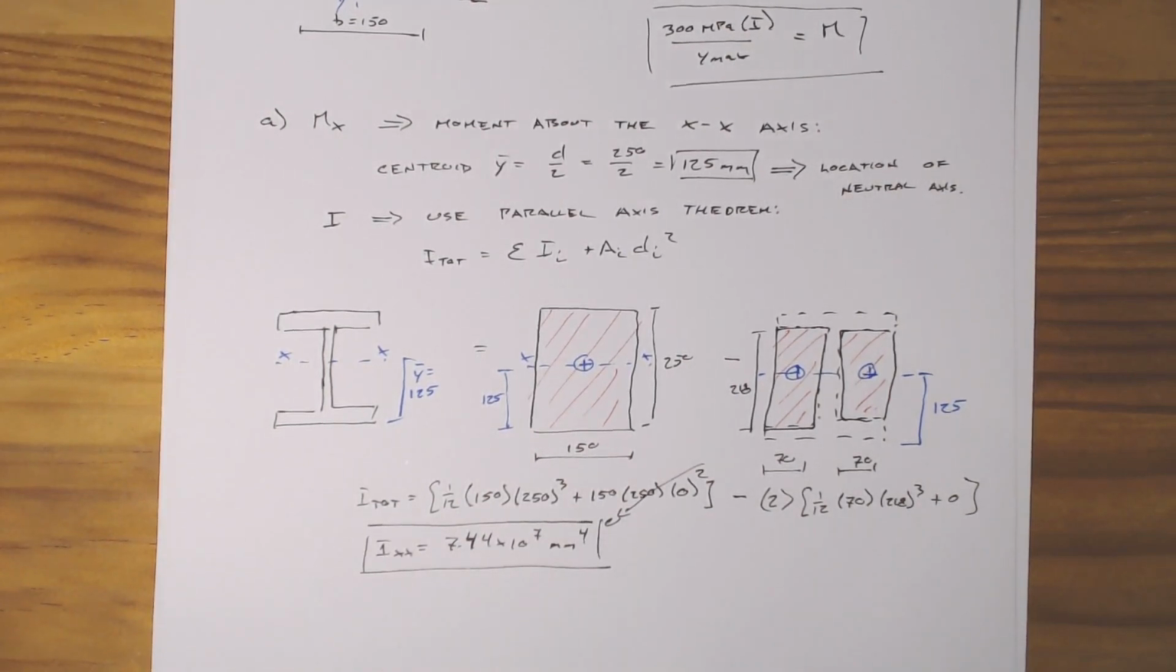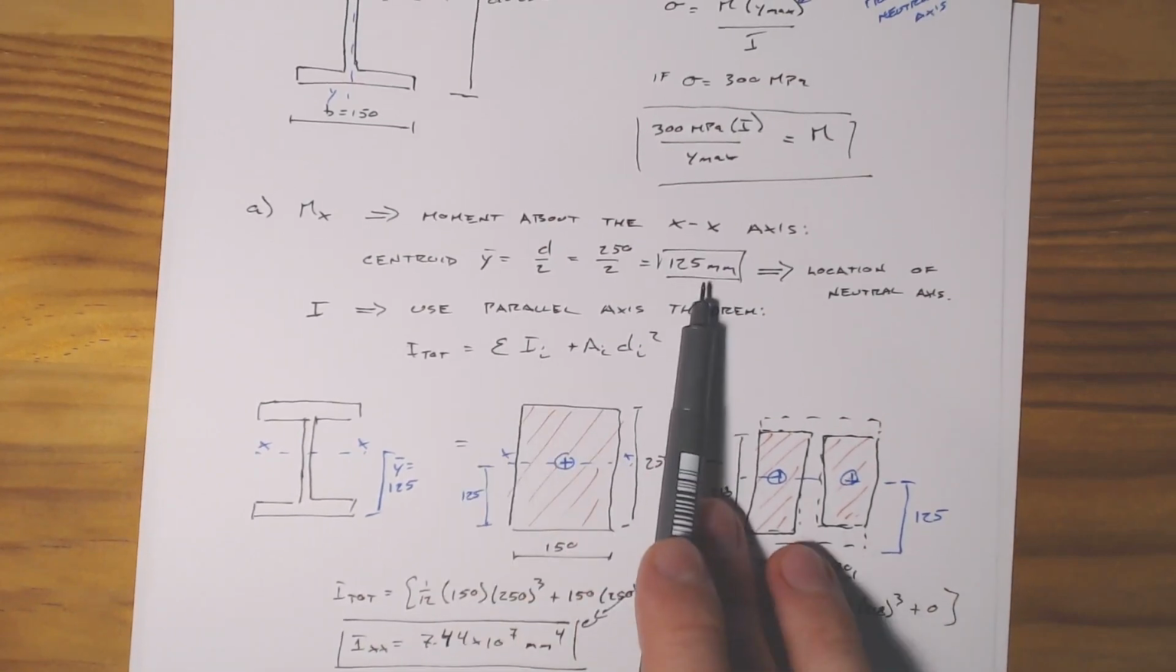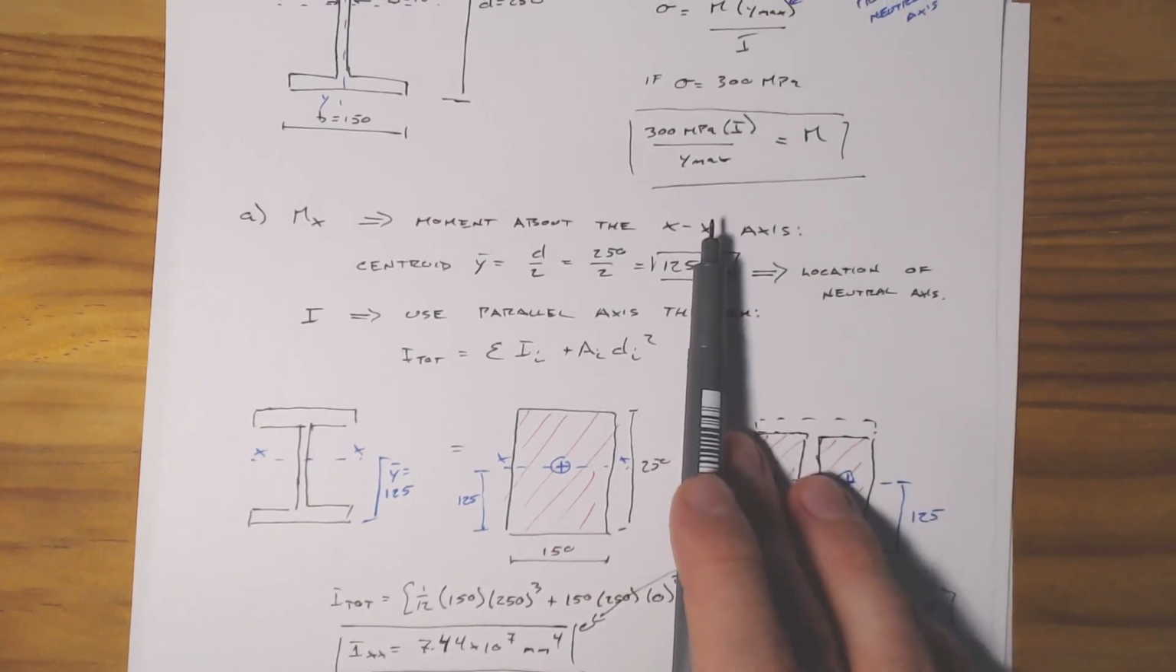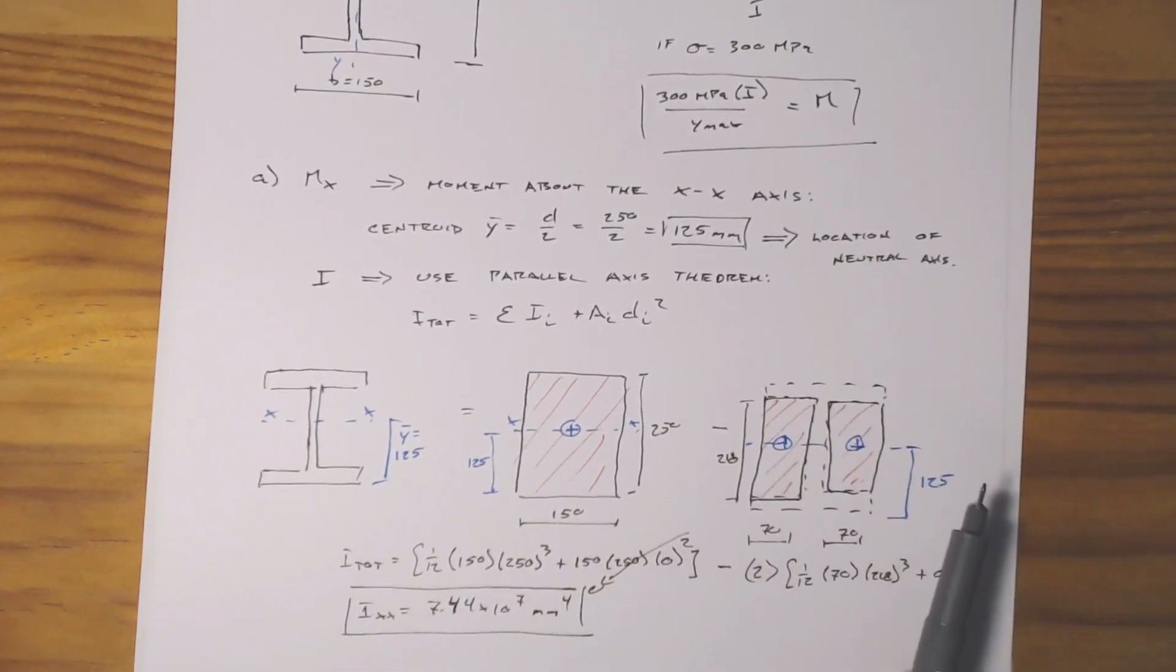And so if you've got any trouble finding that, just go back and review the examples that we have on determining the moment of inertia using the parallel axis theorem. But now, we know y max is going to be 125. We know our moment of inertia. We know our stress. So we can simply work out what Mx needs to be.